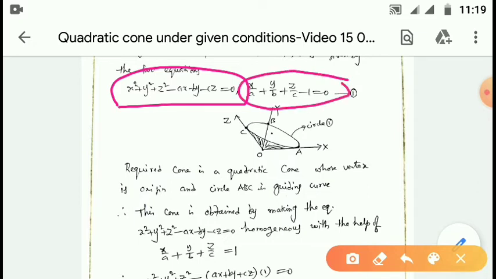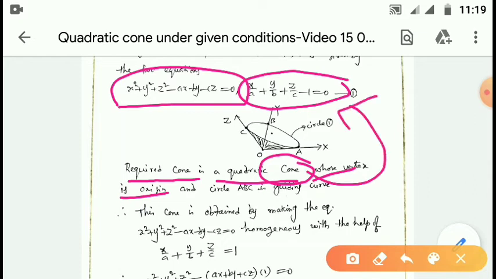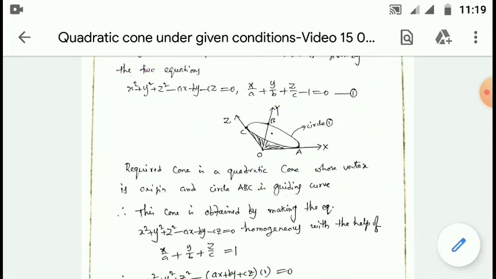So once again I am explaining here. The required cone is a quadratic cone with vertex at origin. That means the equation of the cone is a homogeneous equation of second degree, and it should be obtained from these two equations. How is it possible? This is done by making this equation homogeneous of second degree with the help of the plane equation, and you will get the equation of the required cone.